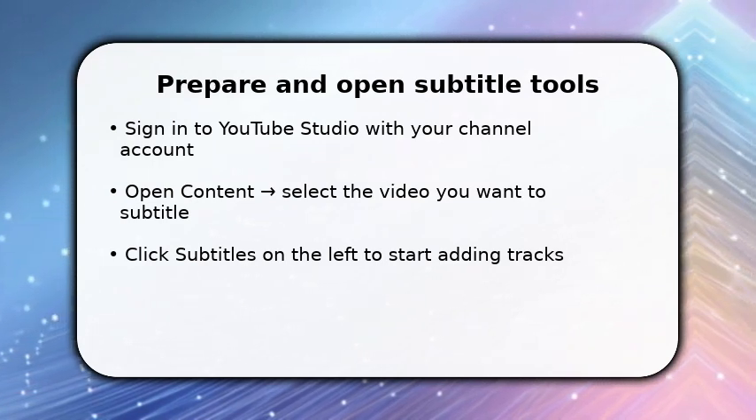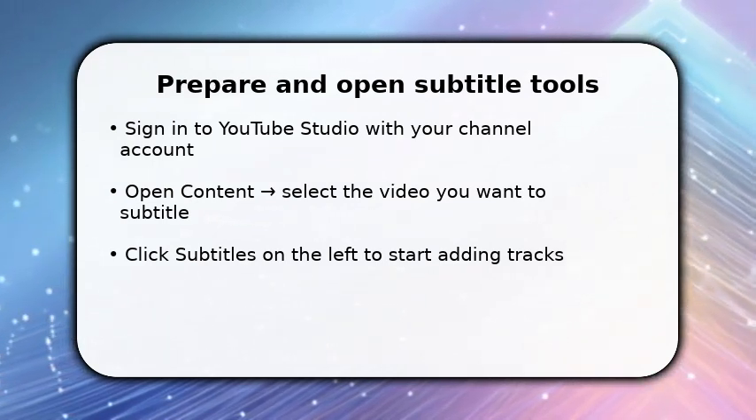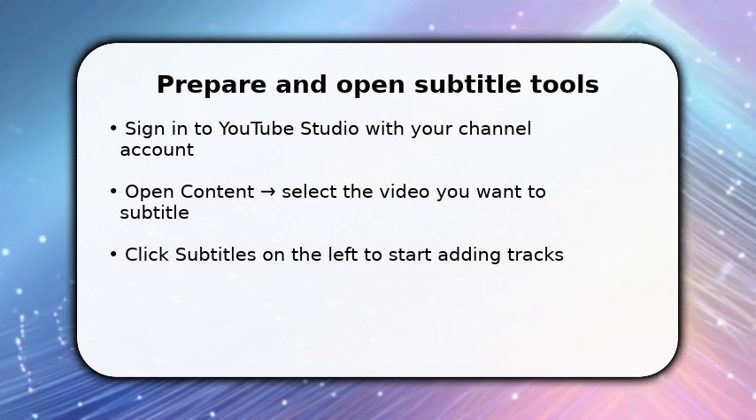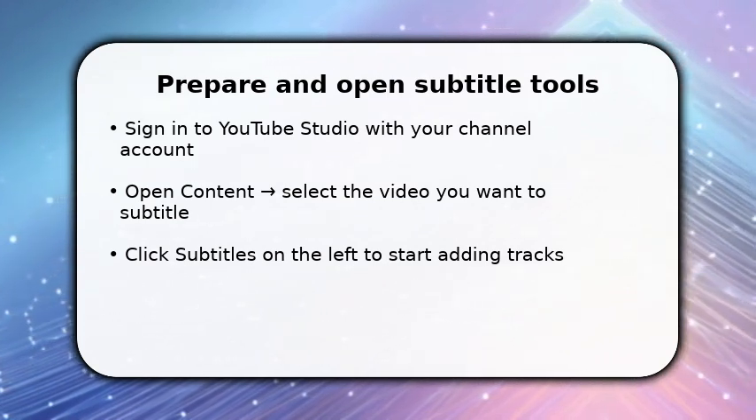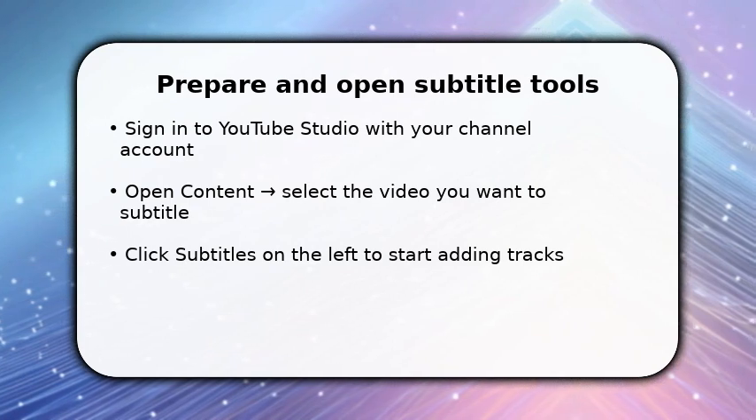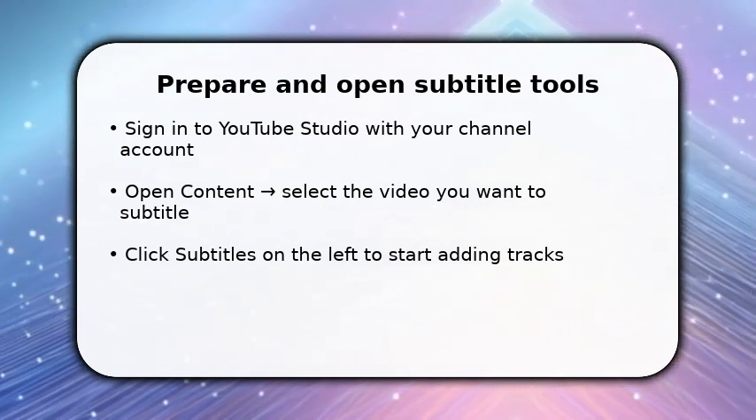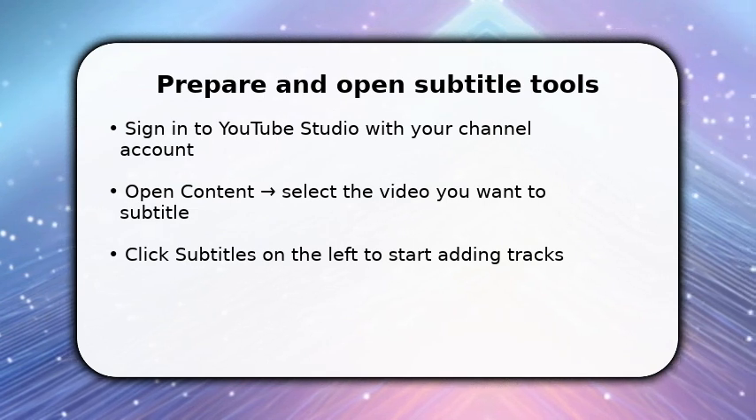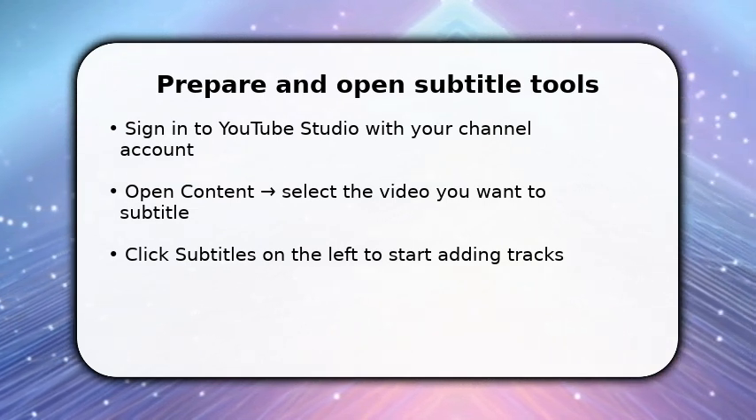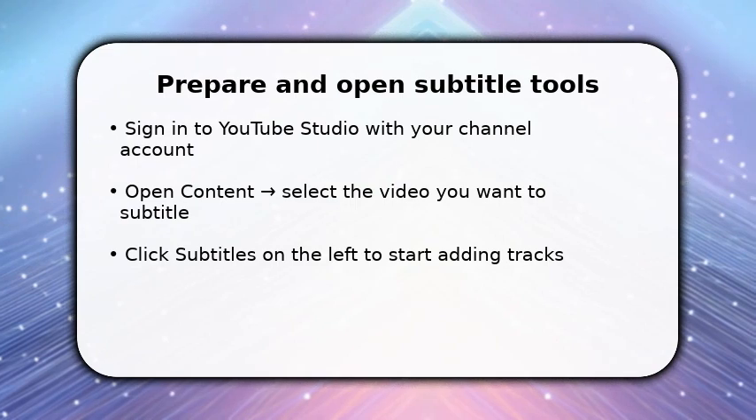Once the video page loads, click Subtitles on the left panel to view available language tracks. Choose Add for the language you need, or use Duplicate and edit an existing track. Make sure the language setting matches spoken audio so automatic timing and suggestions work better. This gets you into the editor, where you'll create or refine captions.